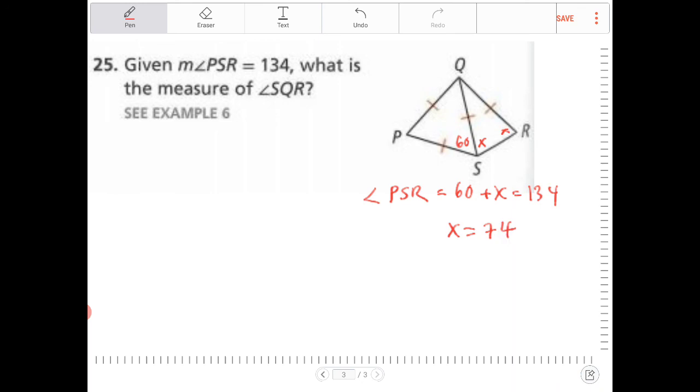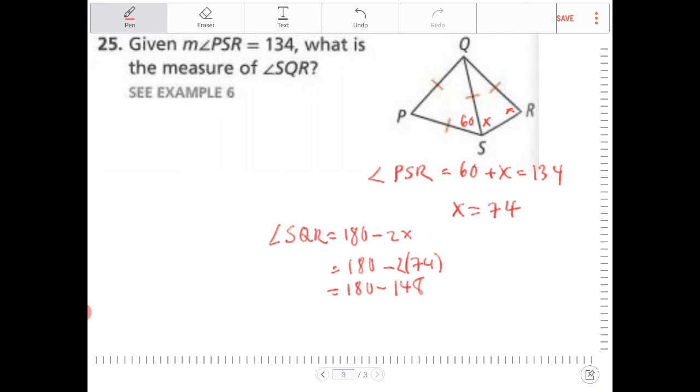Since x is equal to 74, and I'm asked to find out what SQR is, right? SQR is equal to 180 minus 2x, which is 180 minus 2 times 74, which is 180 minus 148, which is 32.